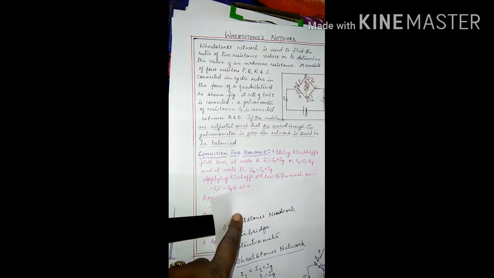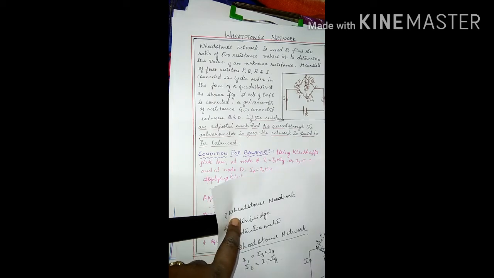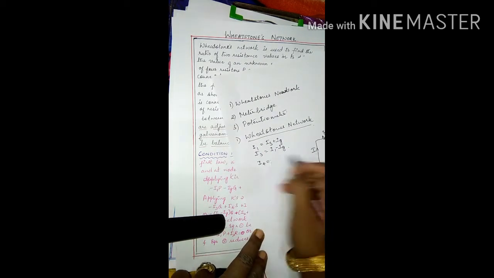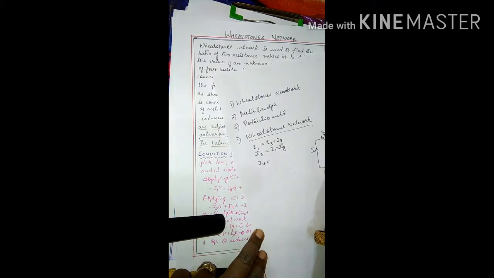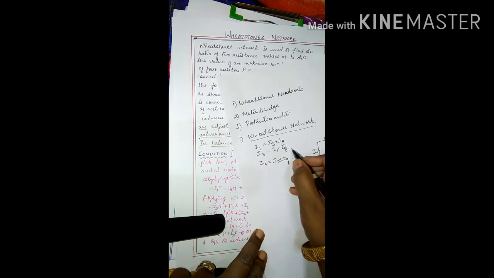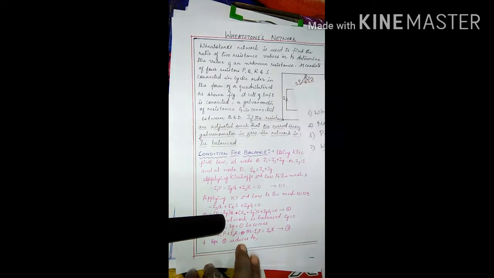Then next is at the node D. At node D, I4, I told you, is nothing but the sum of I2 and Ig, I2 plus Ig. So these two we got, I3 and I4.